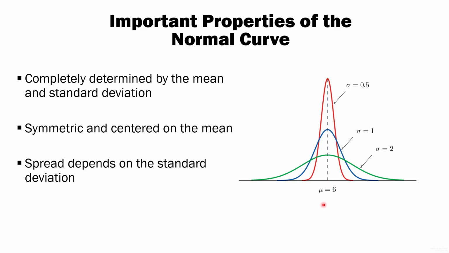So you can see here mu is equal to 6. It's centered on the mean. And the spread of it depends on the standard deviation of the variable. The larger the standard deviation, like the green line, which has a standard deviation of 2, the more flat and spread out it will be. Whereas you can see the smaller standard deviation of the red line of 0.5 is not as spread out. Now, a variable is considered to be normally distributed if the shape is like a normal curve.